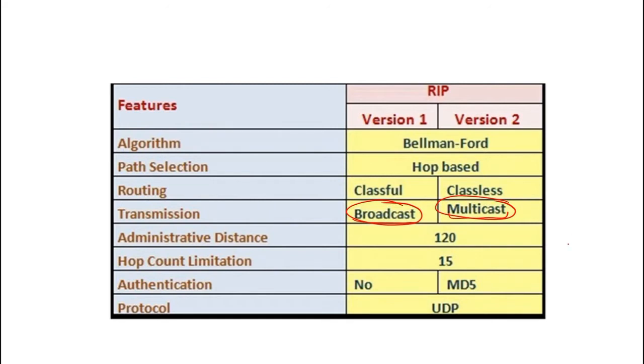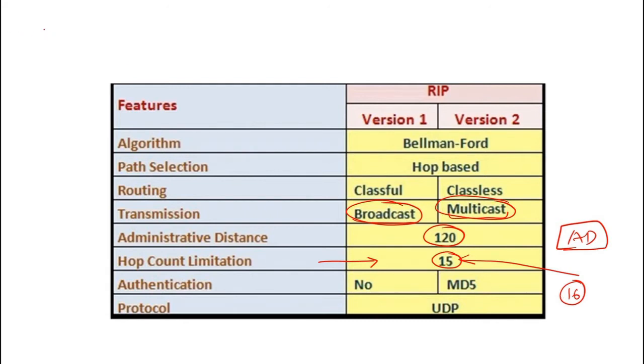Administrative distance, the AD value we talked about, because the lower AD value is preferred. So the AD value of RIP is 120. And the most important part is the hop count limitation. That is 15. RIP supports only 15 hops, and this has been asked in CCNA multiple times: how many hops does RIP support? The hops are 15 only. If you configure up to 16 hops, your packet will be dropped.